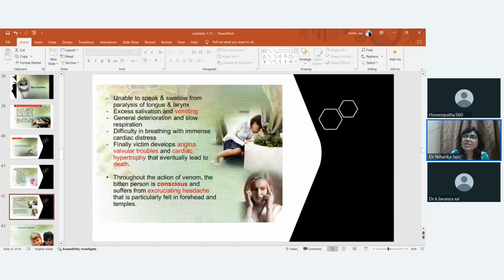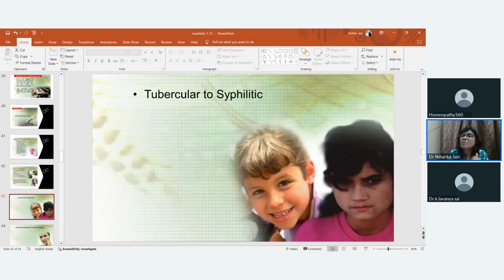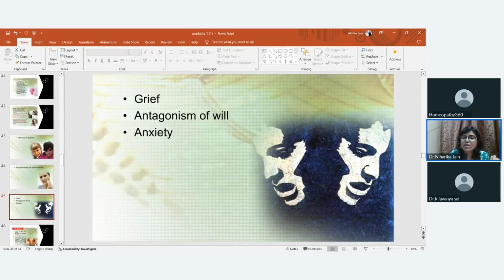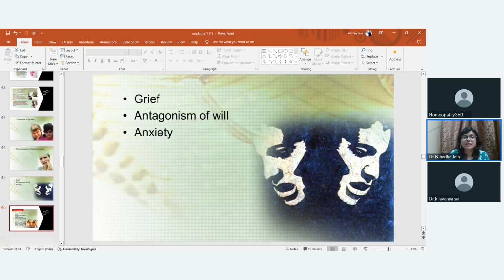Throughout the action of venom, the bitten person is conscious and suffer from excruciating headache, that particular felt in forehead and temples. Naja again is a good remedy for the headache, and this is the excruciating headache. The location is forehead and temples. This miasm is tubercular to syphilitic. Predominantly left-sided. There is a grief, antagonism of will, and anxiety.